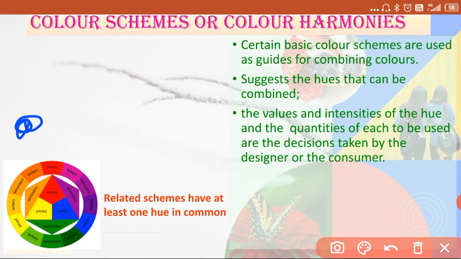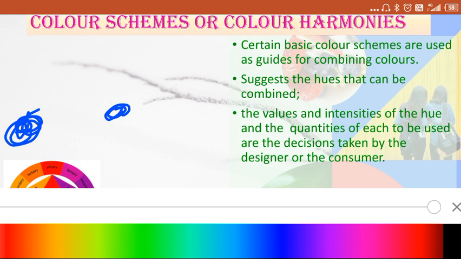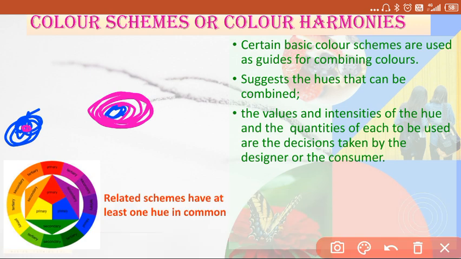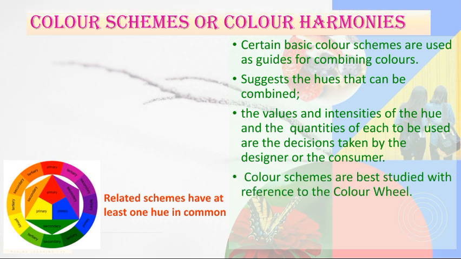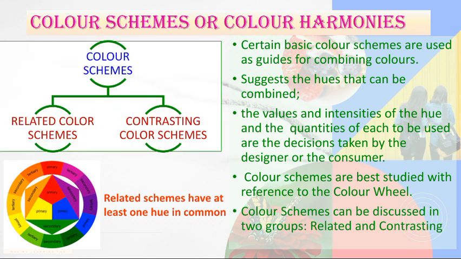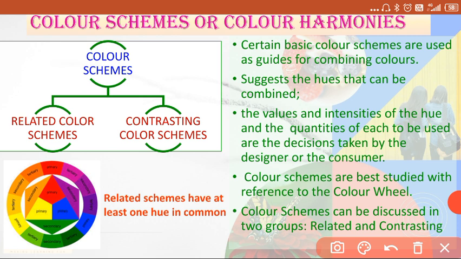For example, I have this design, the same one. But here, the colors used are exactly the opposite. You have designs like this also. In the market, one person is going to buy a blue dress, the other is going to buy the pink dress. So which one we have to choose depends on the designer and the consumer. Color schemes are best studied with reference to the color wheel. Color schemes are discussed in two groups, related and contrasting.